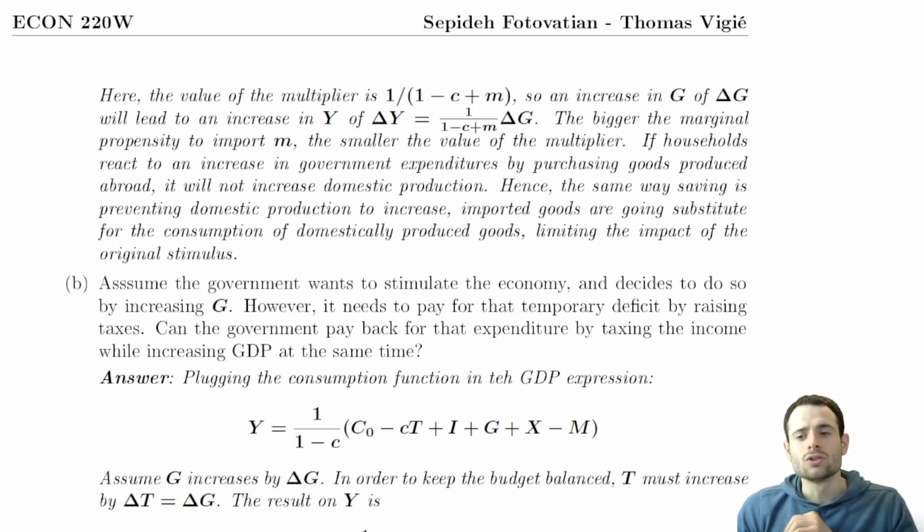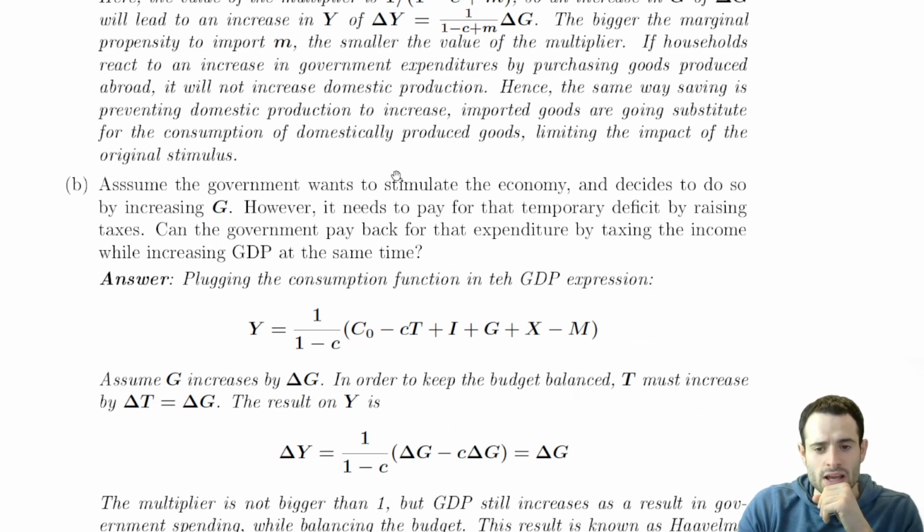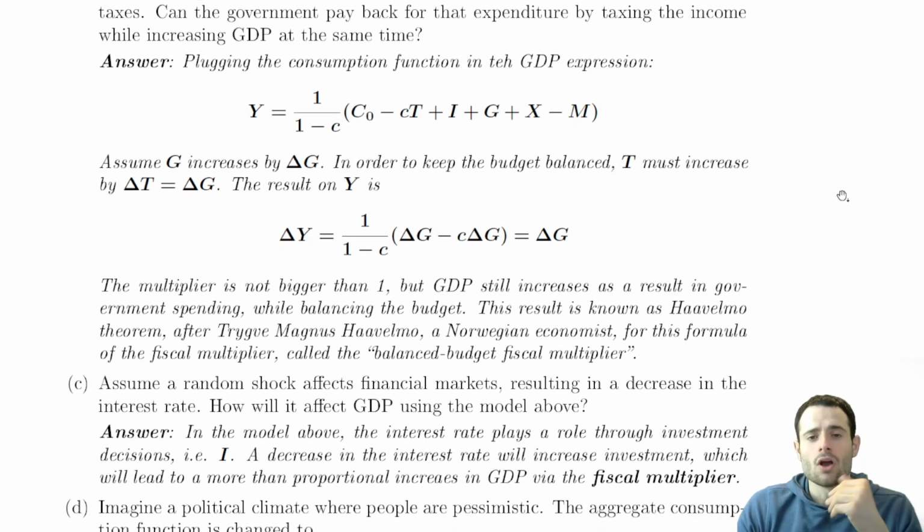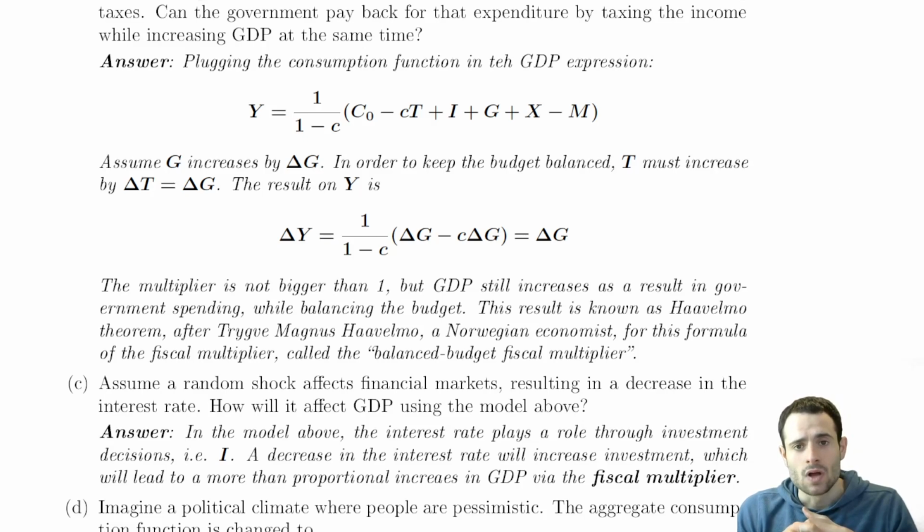Let's go back now to a general import function, and let's look at an increase in government expenditure G. However, governments, like everybody else, have budgets. So if they decide to spend extra money, they need to somehow fund this expenditure and maybe repay a loan.